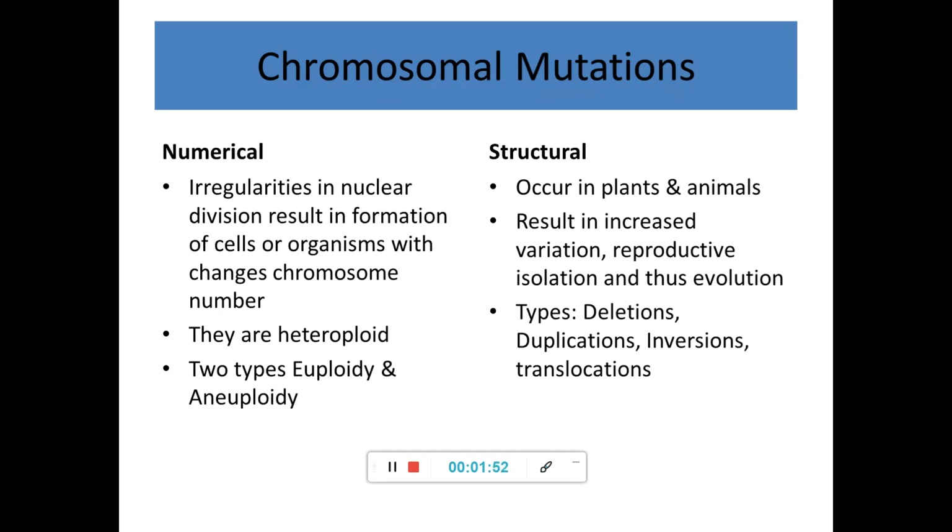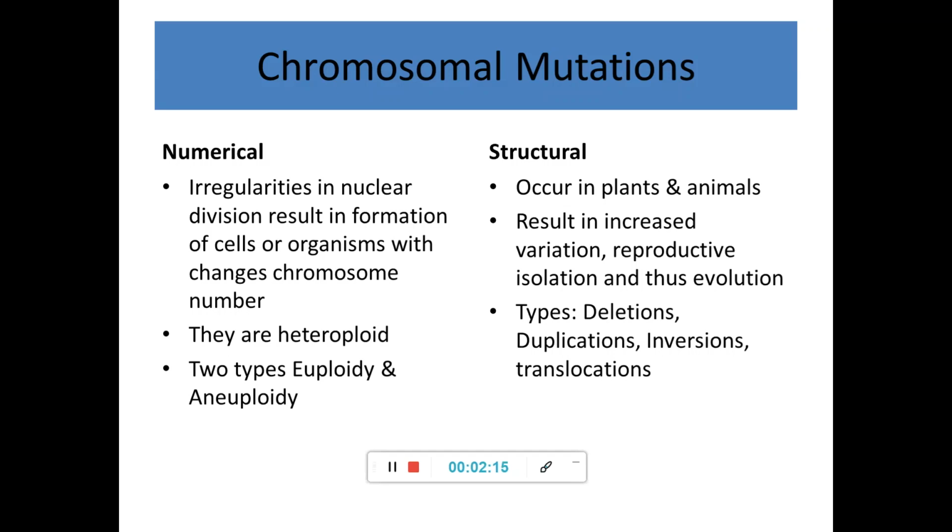The number ploidy refers to the number of chromosomes. So unlike the wild organism or wild strain, if we are talking about the microbe, the chromosomal mutations which involve numerical changes will result in the formation of heteroploid organisms.